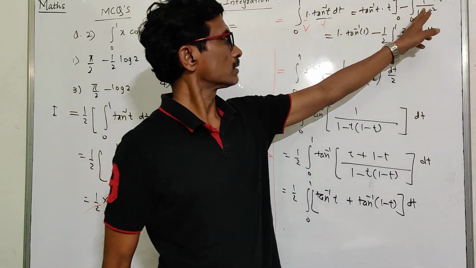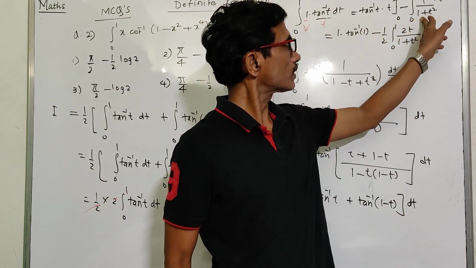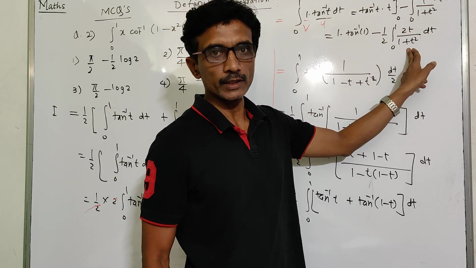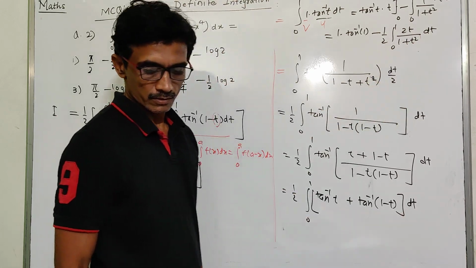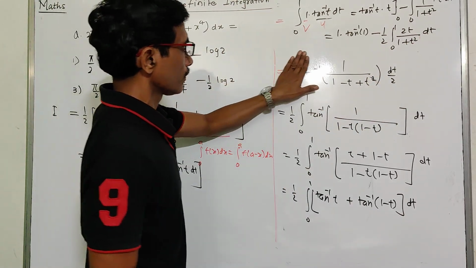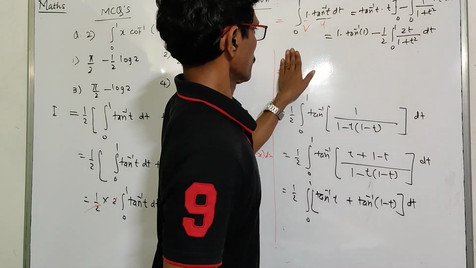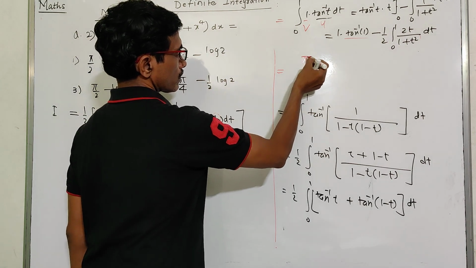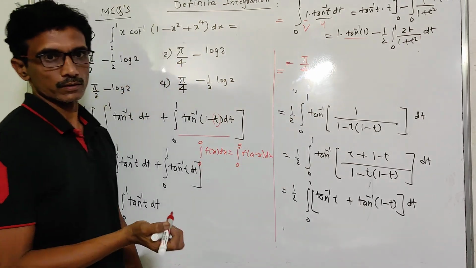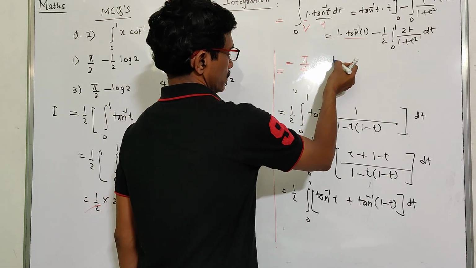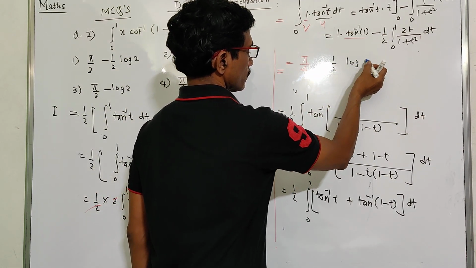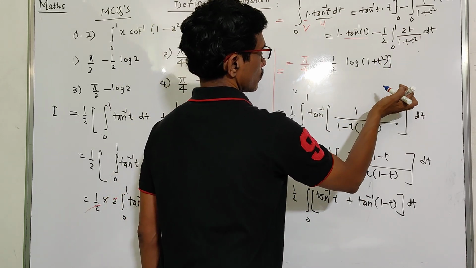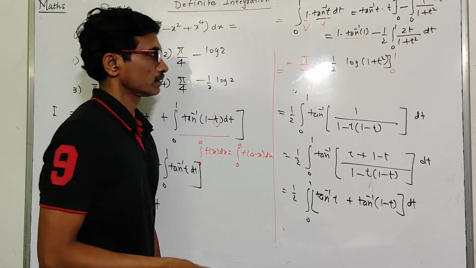Why? Because 2t is derivative of 1 plus t square, so multiply and divide, that is f dash of t and f of t, which is log of this. So this integral will be log of, now tan inverse of 1 is pi by 4, it is pi by 4 minus 1 by 2 log of 1 plus t square, limits are 0 to 1.